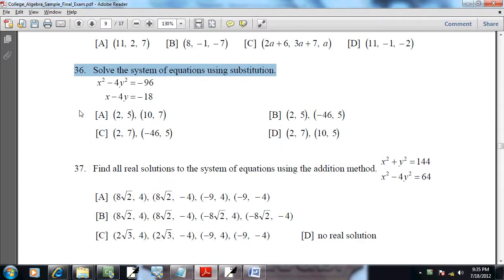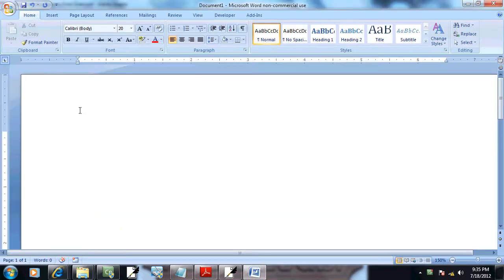Let's take a look at number 36. It says solve the system of equations using substitution. This is a nonlinear system of equations. So let's refresh our memory.